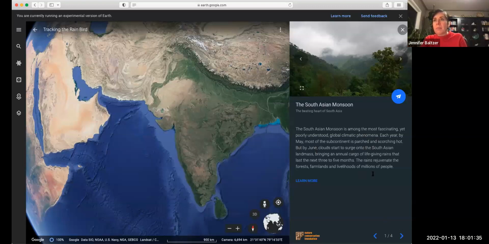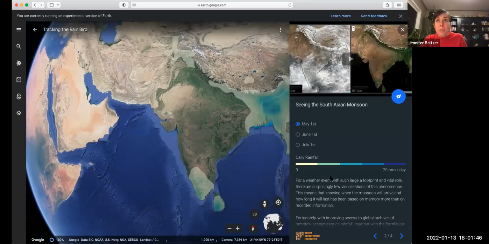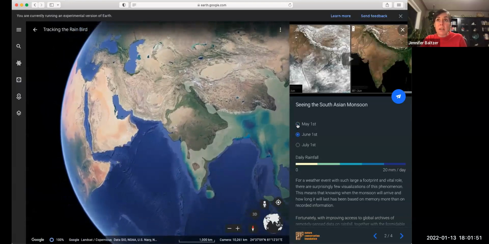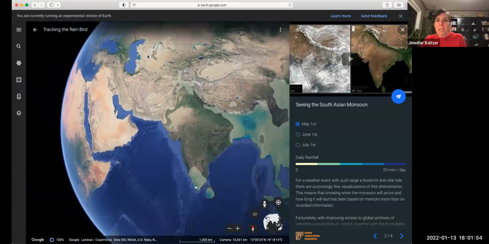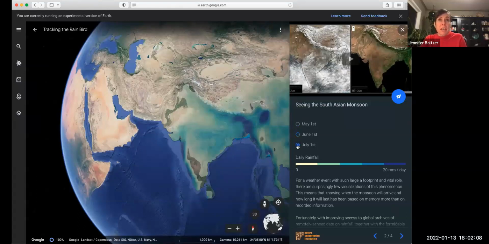So you have part of the year where the whole system is bone dry and you don't get any precipitation, and then part of the year where the monsoon starts to move in. I believe this shows us the monsoon, so we can go to June 1st. This is May 1st. You can see that there's almost no precipitation. It's just really starting. Here's the scale of daily rainfall. So very little. We go to June 1st, and that whole system is starting to move in over South Asia.